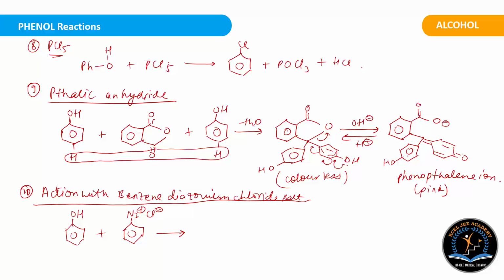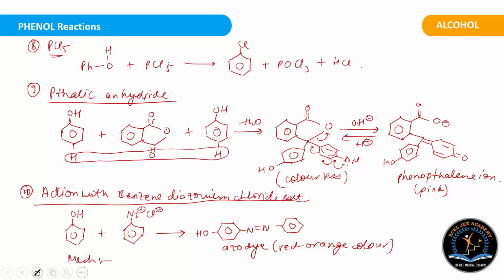So it leads to the formation of a dye, which is referred to as an azo dye, the azo dye test of phenol. So it forms OH, then this N double bonded with nitrogen, and on this side we have phenol. It is the formation of an azo dye, and this azo dye has a red-orange color, which is also referred to as a test of phenol. Now let's look into the mechanism. On the next page we will be doing its mechanism.